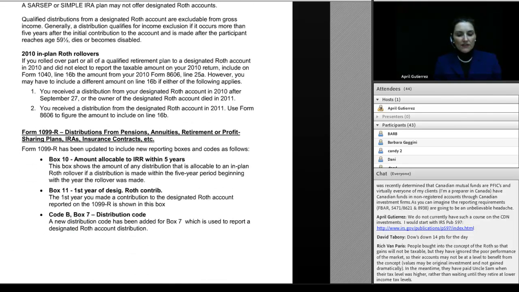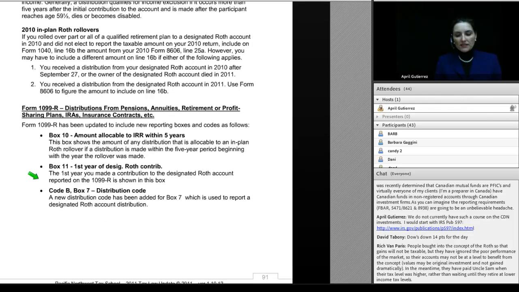Box 10 on the new 2011 1099-R shows the amount that is allocable to an in-plan Roth rollover within 5 years. It shows the amount of any distribution that is allocable to an in-plan Roth rollover if it is made within 5 years, beginning with the year of the distribution or the year of the rollover. Also, box 11 shows the first year of opening a designated Roth account, and code B, box 7, is a new distribution code.